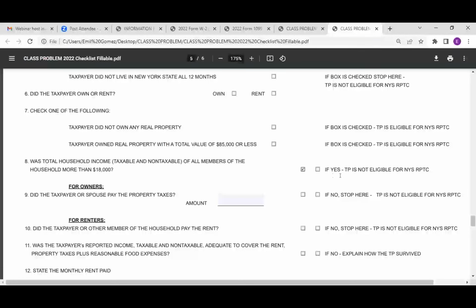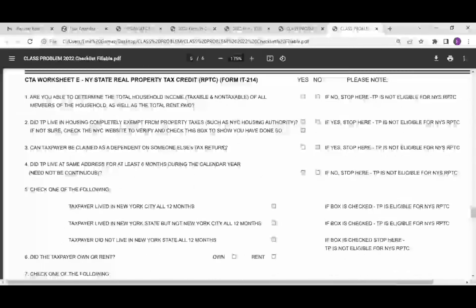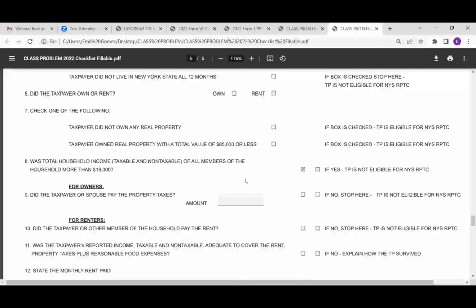And if the answer is yes, CP is not eligible for the real property tax credit. Now, again, because I've been doing this for so many years, I focused on the household gross income question of this part of the checklist. Why? Because if I were to go to all of these other questions, answer them, and then get to this, I know in the back of my mind that based on the answer to this question, this person will not get this credit.